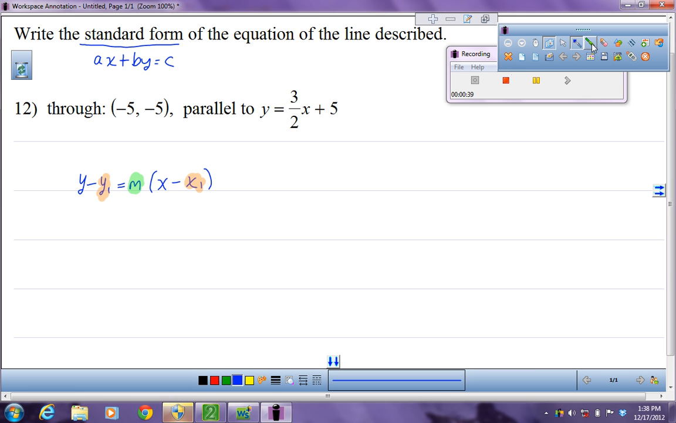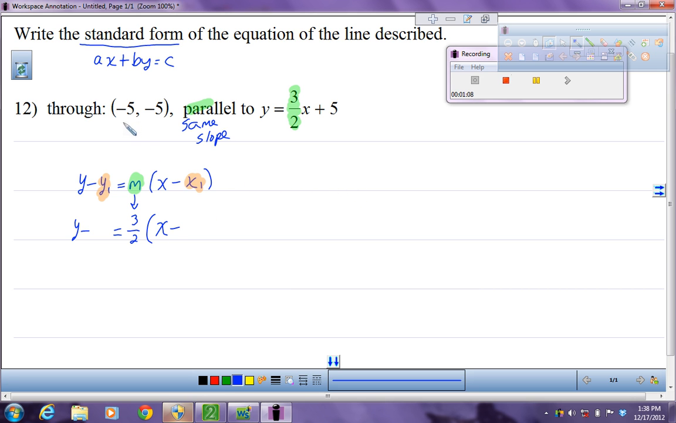Well, it just happens that your slope is supposed to be something that's parallel to this. And so therefore, parallel means that you're going to be using the same slope. So I already know this is going to have to be 3/2. Now the x and the minus is always there. The y and the minus is always there.